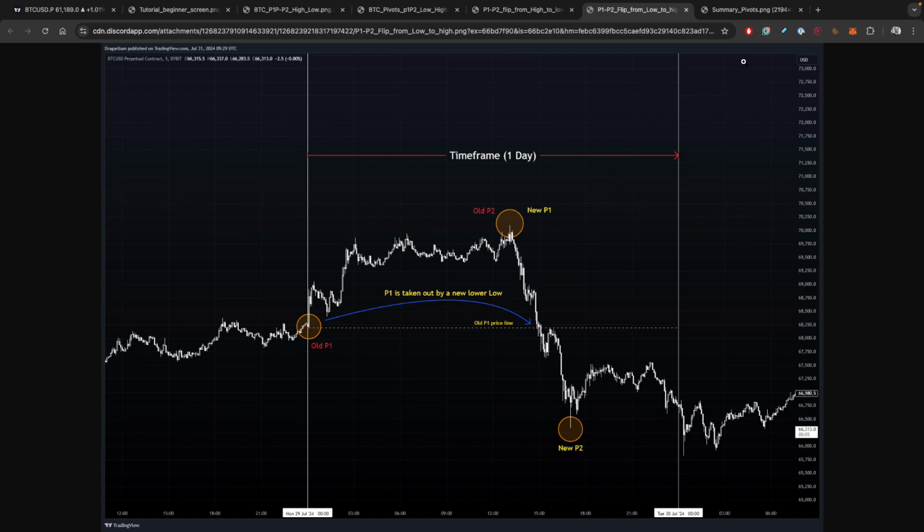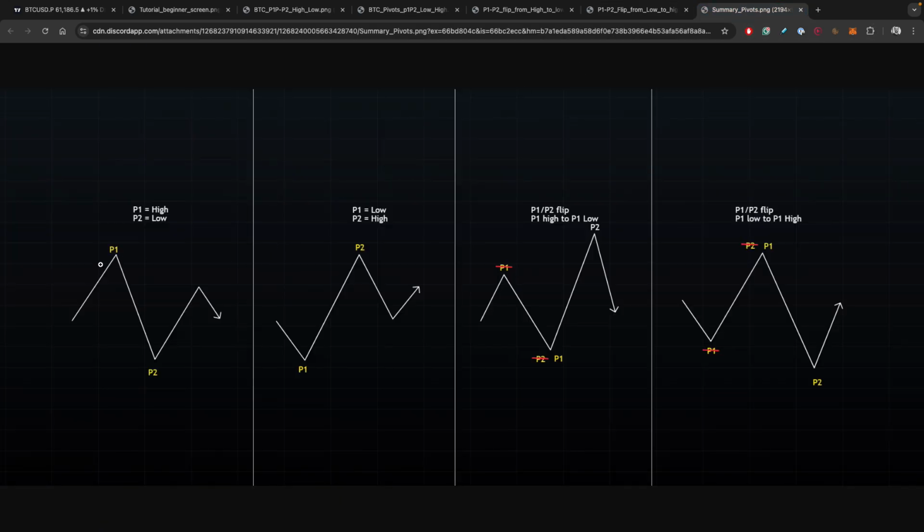In the written tutorials, there is a cheat sheet for this. So we can simply see, very simply, P1, P2, P1, P2. And here we see a cheat sheet for the P1, P2 flip, right? What happens if we have to flip from high to low or from low to high. So here P1 is the high, P2 is the low, then the high gets taken out, and the low becomes P1. And here vice versa. So you can find this in the written tutorials in case you ever want to see it. But this is the basic premise of the P1, P2 flip.